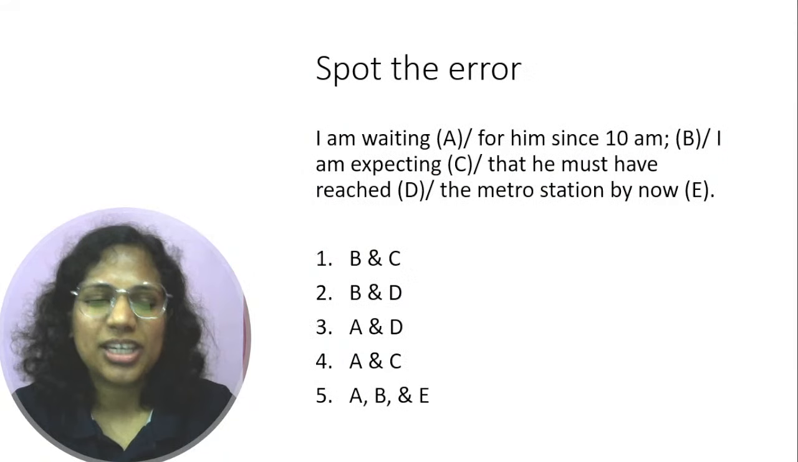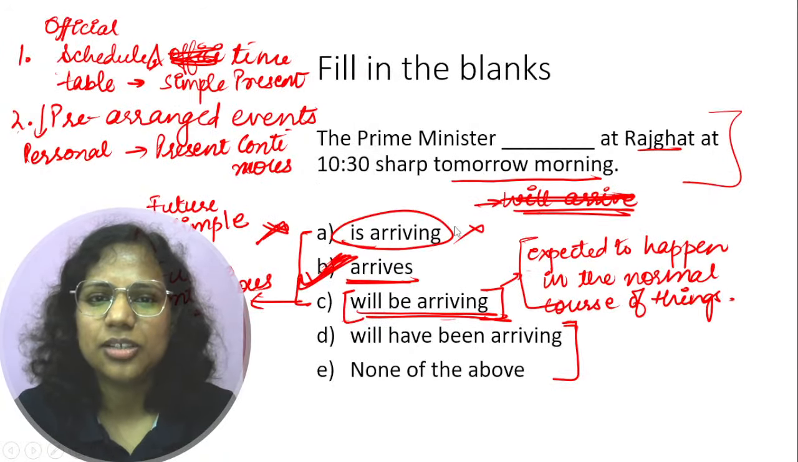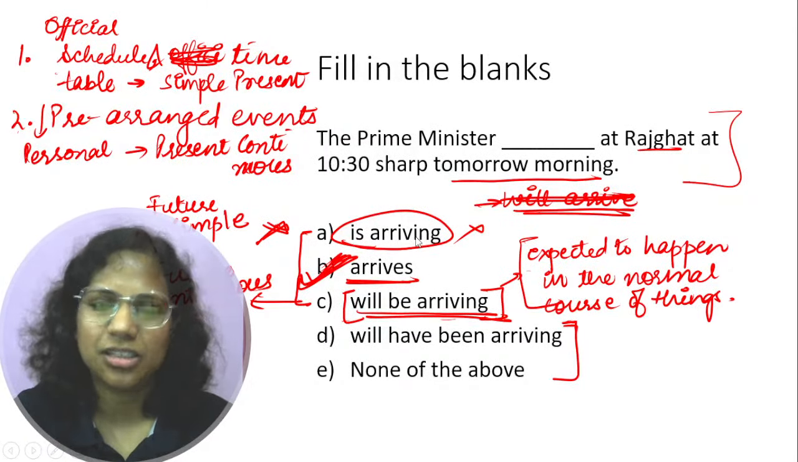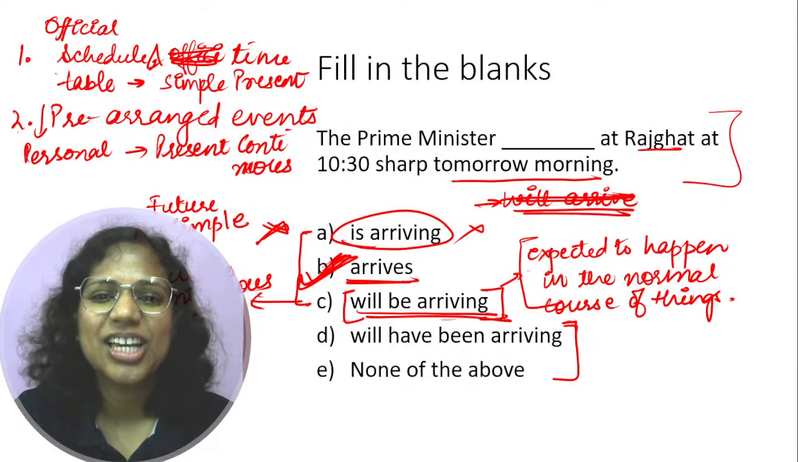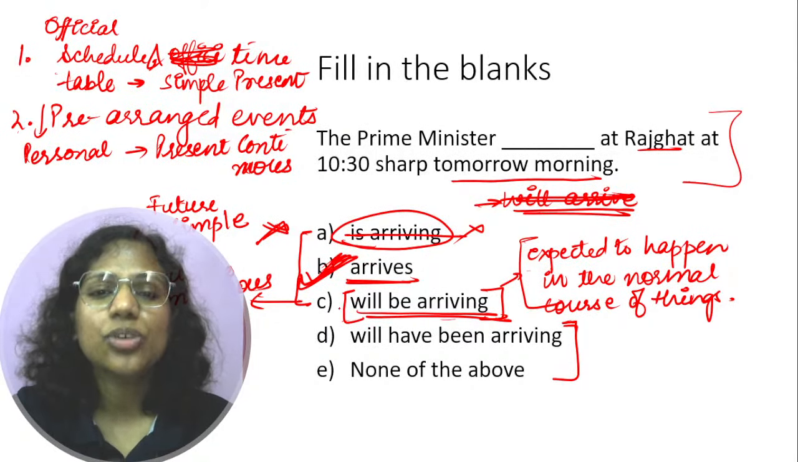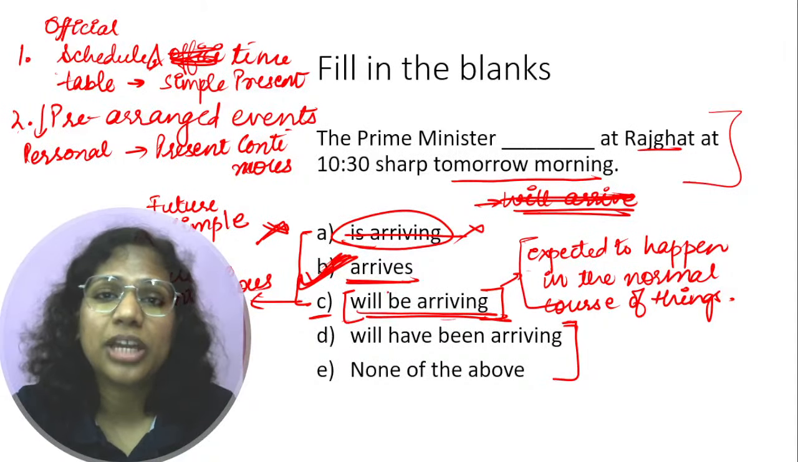Okay? Okay. So, confused, Sanket? Where is the confusion? I think A and B are very clear. This is not a personal event. Doesn't look like a personal event, right? So, is arriving can be very easily rejected. C is rejected because we don't know if it is something जो expected ही है कि होता ही है.